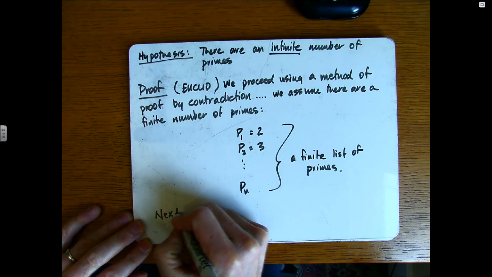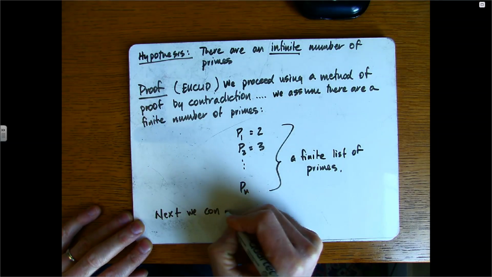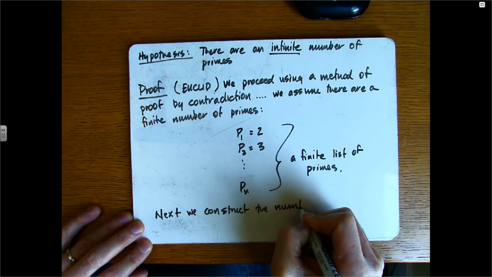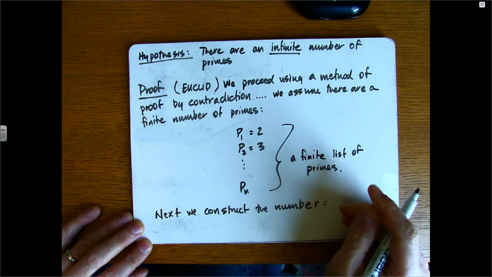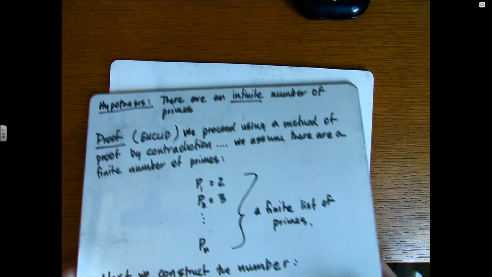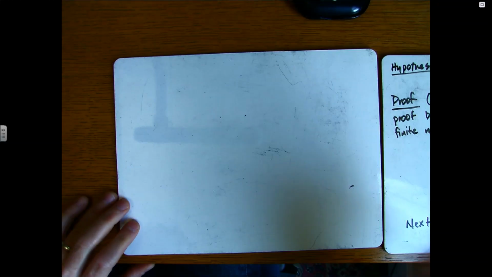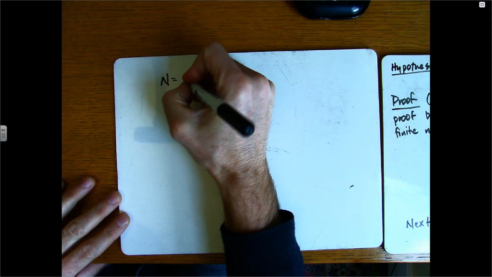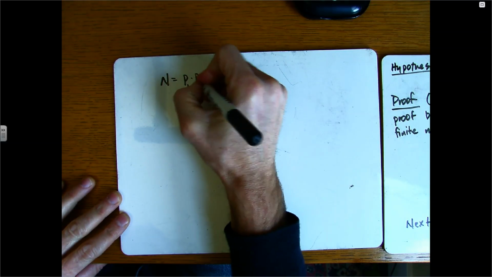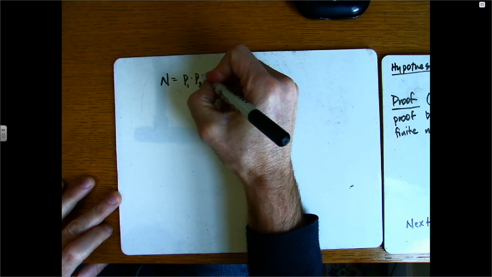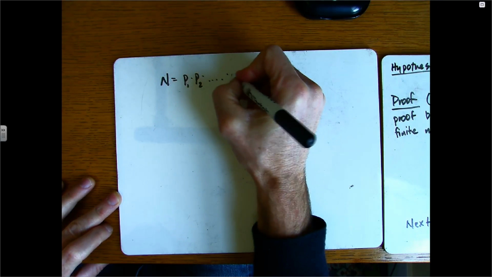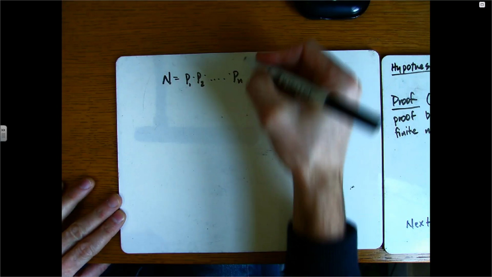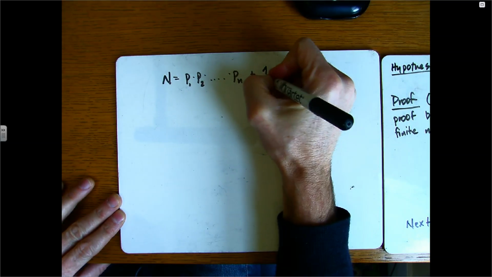Next, we construct the number. Here it is. I'll move this aside for a second. We're going to construct this number N, call it big N. We're going to let it be the product of all these primes, p1, p2, all the way up to p sub n, so this product of all the finite list of primes. But then what we're going to do is add 1 to that product.